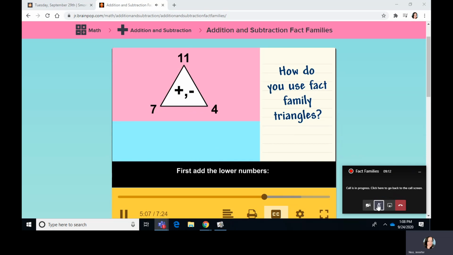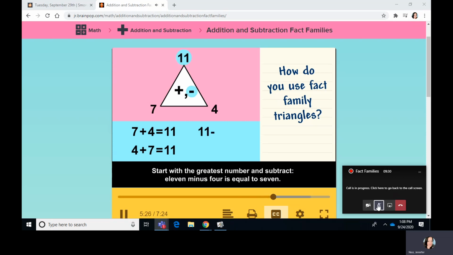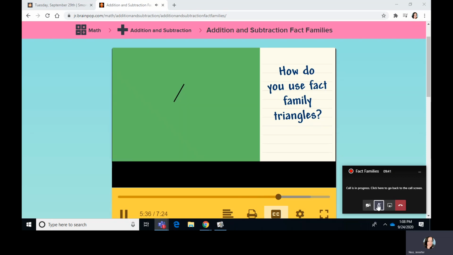First, add the lower numbers. 7 plus 4 is equal to 11. That means 4 plus 7 is equal to 11. Then, come up with the related subtraction facts. Start with the greatest number and subtract. 11 minus 4 is equal to 7. Now subtract the other number. 11 minus 7 is equal to 4.